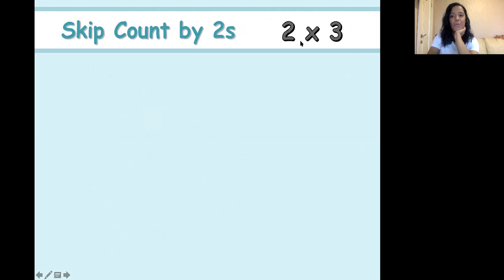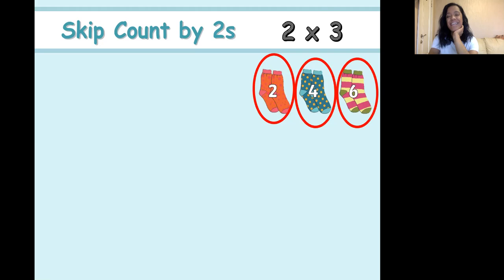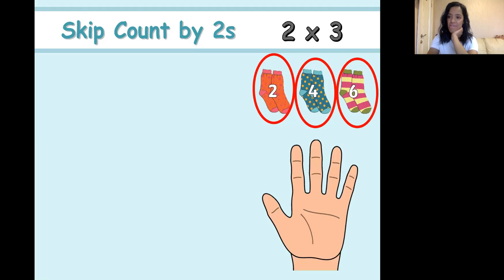So for example, if the problem is 2 times 3, I can go ahead and count by 2s 3 times. 2, 4, 6, okay? It's the same as using my fingers, okay? If I know it's 2 times 3 and it's easy to count by 2s for me, I can use my fingers, okay? So we can put 3 fingers and say 2, 4, 6, okay? So that's fairly simple there as well.